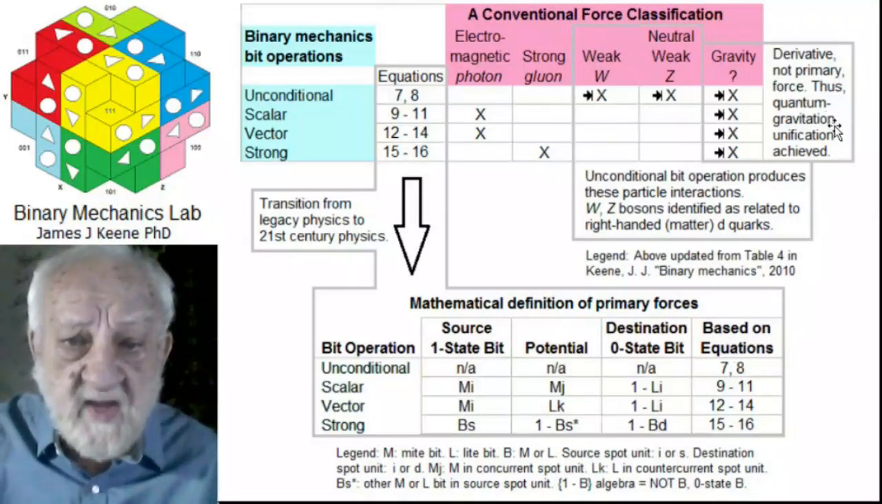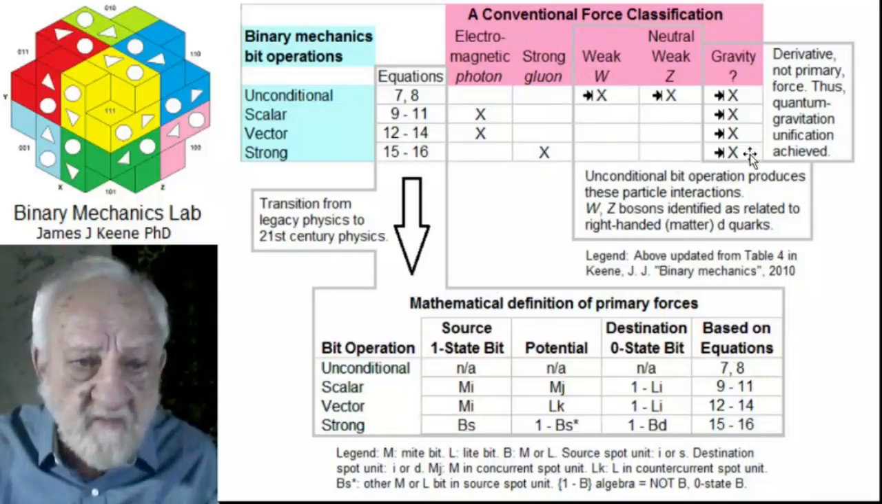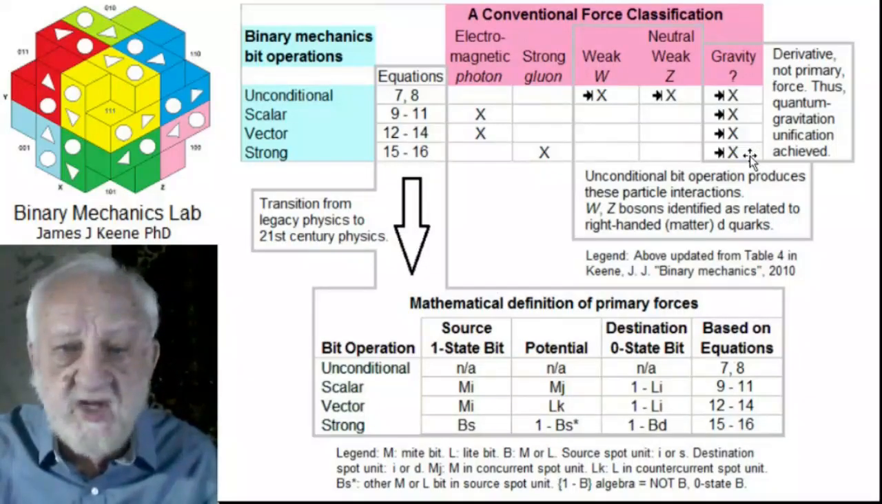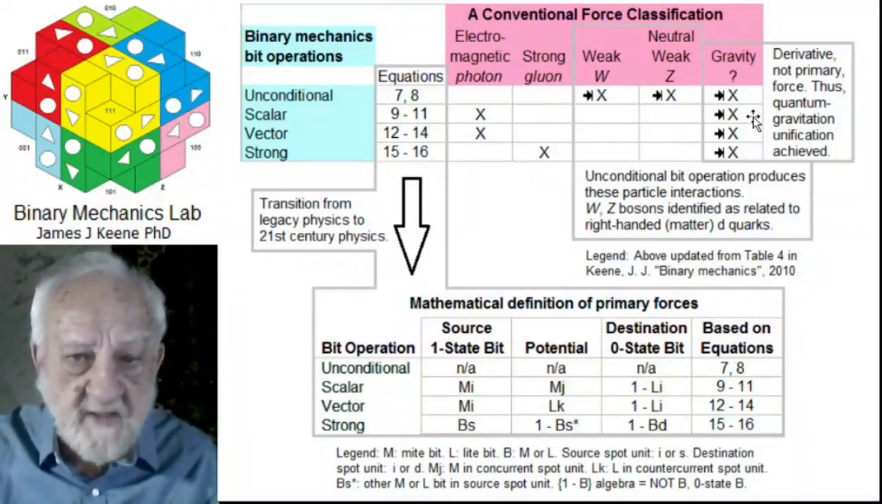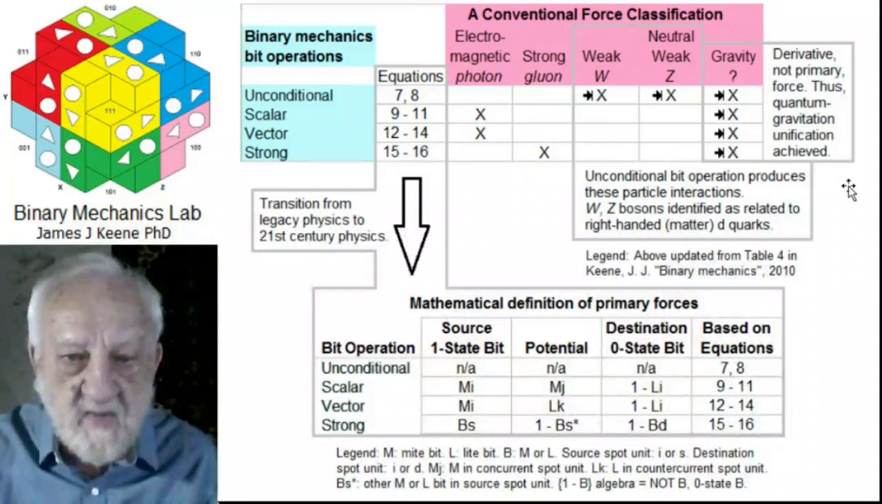Thus, quantum gravitation unification is achieved in binary mechanics. Actions of all four of the bit operations produce the gravitational phenomena. And thus, quantum gravitation unification is achieved in binary mechanics.